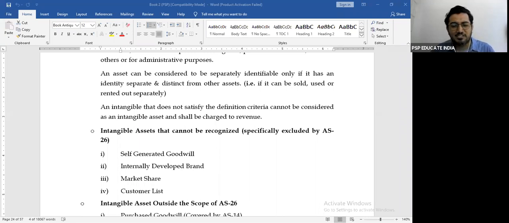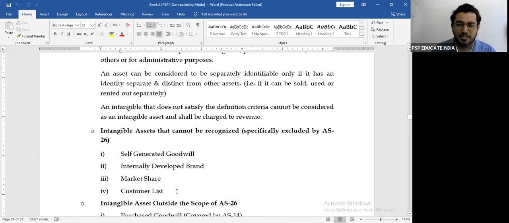And finally, customer list. Suppose I say that I have the contact numbers of 600 students, and if I call them, they can help me get more students. Again, this is not your intangible asset, because customer list will never be considered as your intangible asset. Are you getting it? Right.